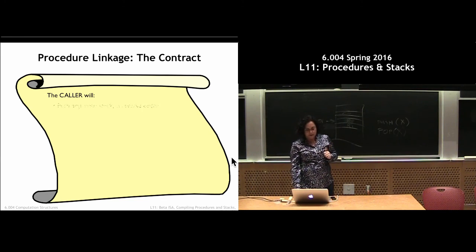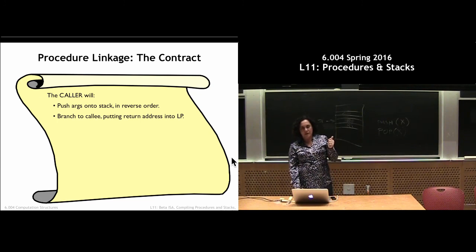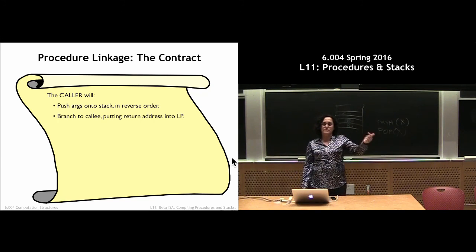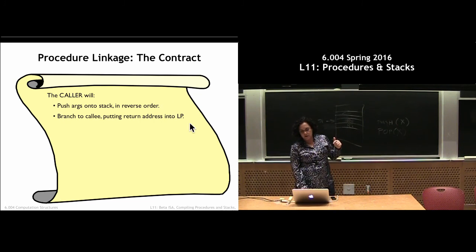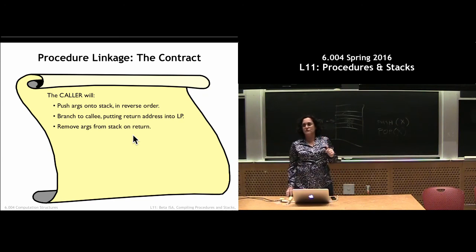So the caller is going to push the arguments onto the stack in the reverse order. Next thing it's responsible for is to pass the control to the procedure itself. So it's going to branch to that procedure, and it's going to store the return address in this register LP, which stands for linkage pointer. And when we return from that procedure call, it's going to remove any arguments from the stack in order to make the stack look like it did before it began.